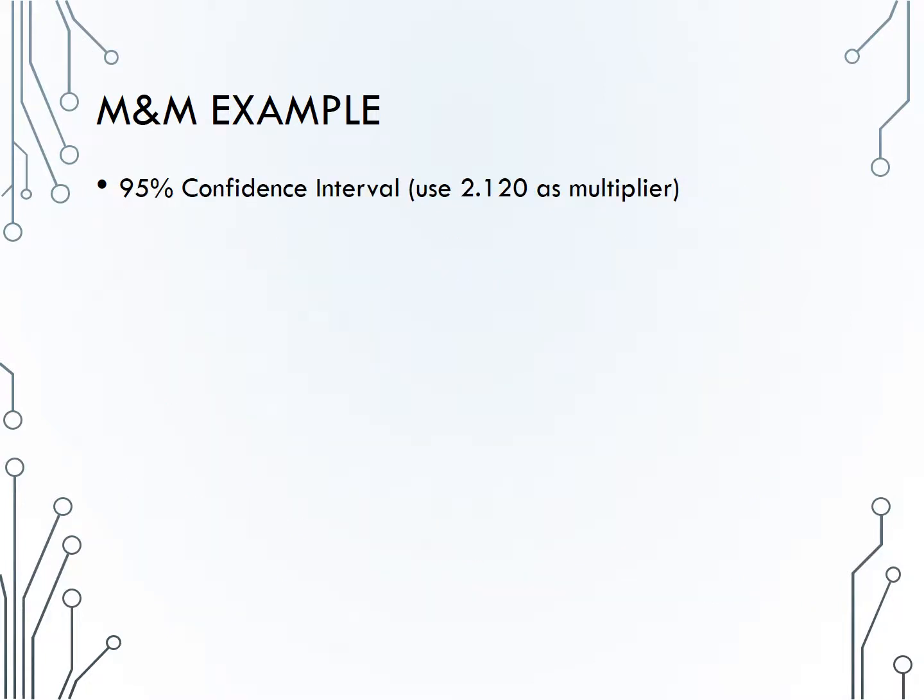Okay, now let's try a confidence interval. Pause the video while you calculate a 95% confidence interval for μ_d using 2.120 as the multiplier. How did you do? You should have gotten a confidence interval of negative 29.5 to 7.8. Notice that this interval contains 0, the null value. Is that what you expected?